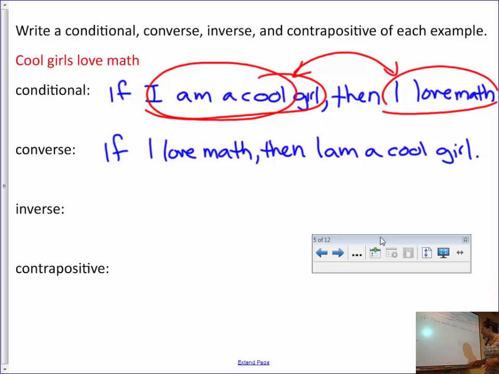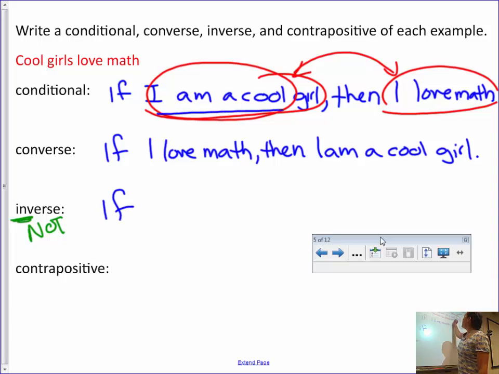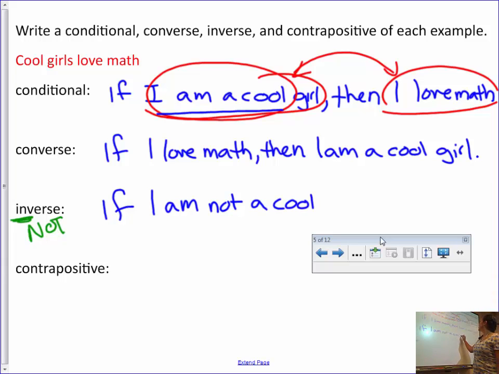Now, like we talked about, the inverse is going to stay in order, but make it negative. So we're going to go back to the conditional, and we're going to write this again. If, but instead of being a cool girl like I was up there, I am not a cool girl. Then, and instead of loving math, I'm going to say I don't love math.